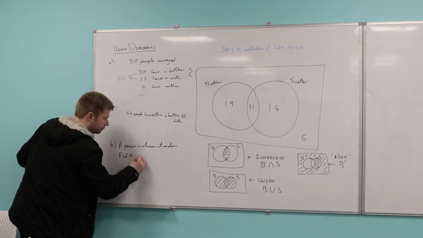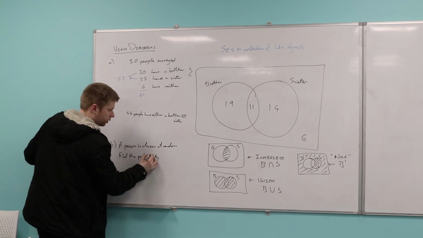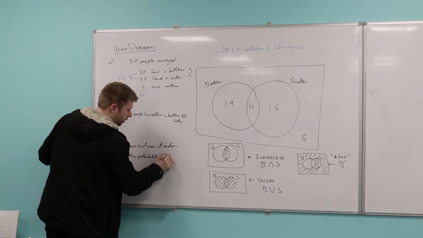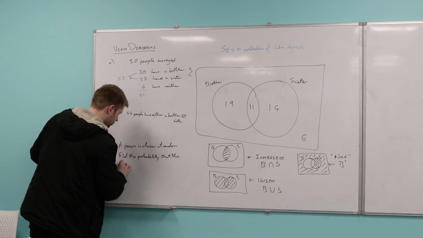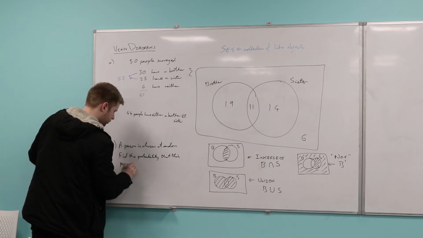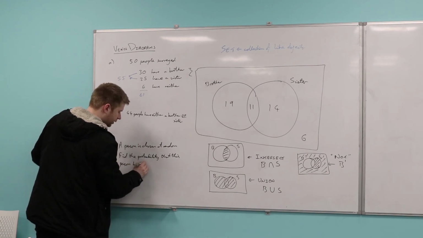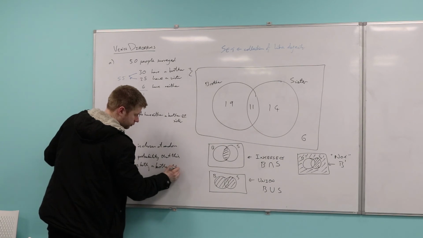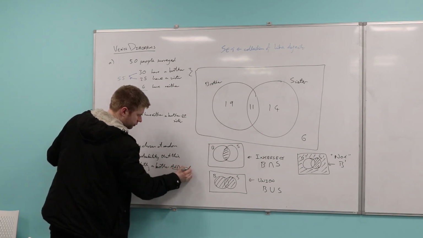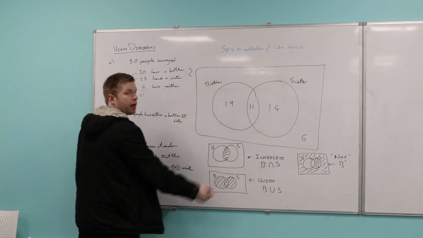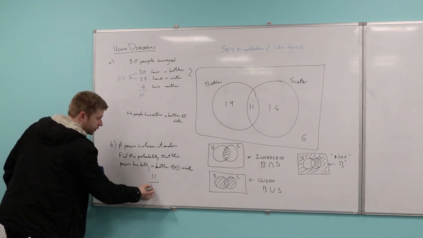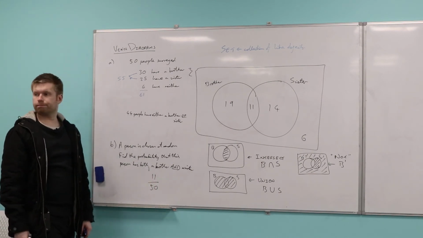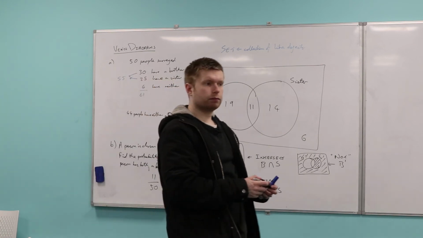find the probability that this person has both a brother and a sister. So like 11 or 50? Absolutely right. There's 11 people that have both a brother and a sister, and there's 50 people in total. So it'll be like a part A, part B question. Not difficult, right?